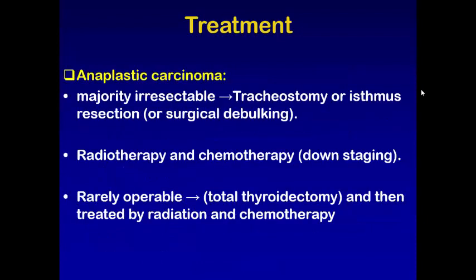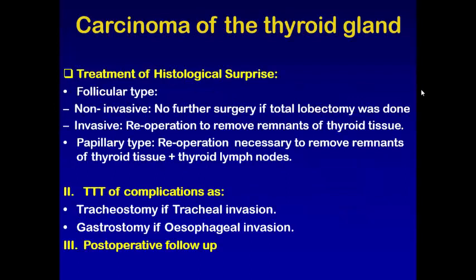How would we treat histological surprise? Treatment of histological surprise: if the tumor is follicular, this depends on whether it is non-invasive, so no further surgery if we already did total lobectomy. If it is invasive, we should do reoperation to remove the remnant of thyroid tissue. And if it is a papillary tumor, we should do reoperation, and we have to remove the remnant of thyroid tissue with lymph node dissection.